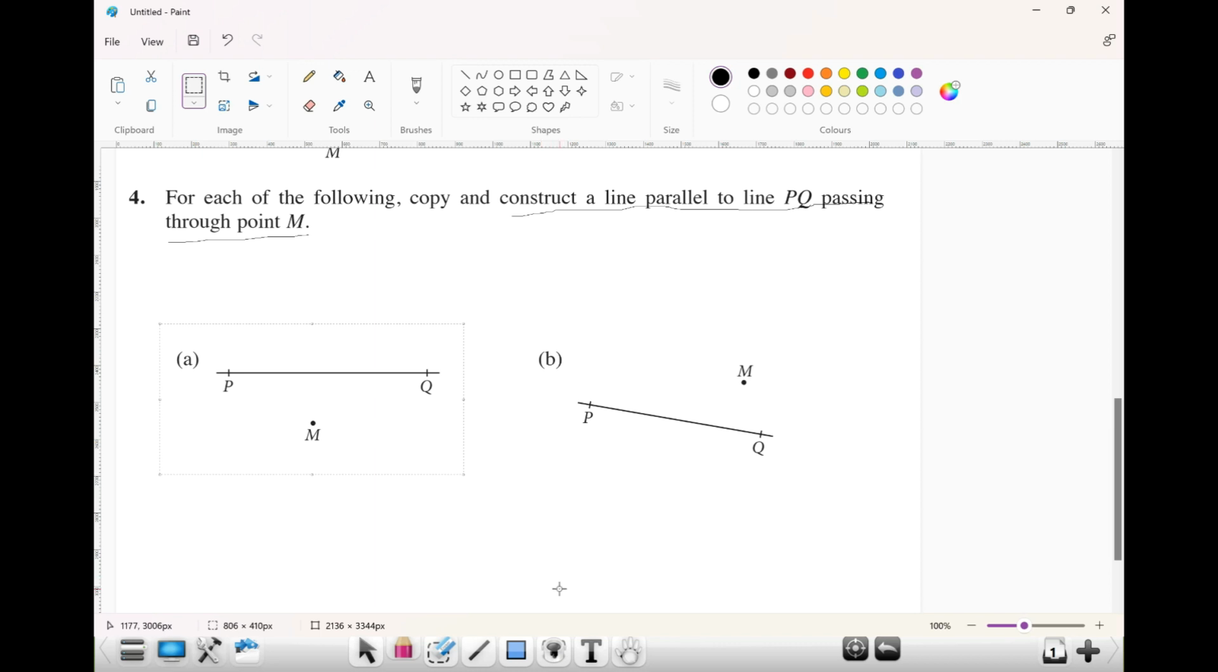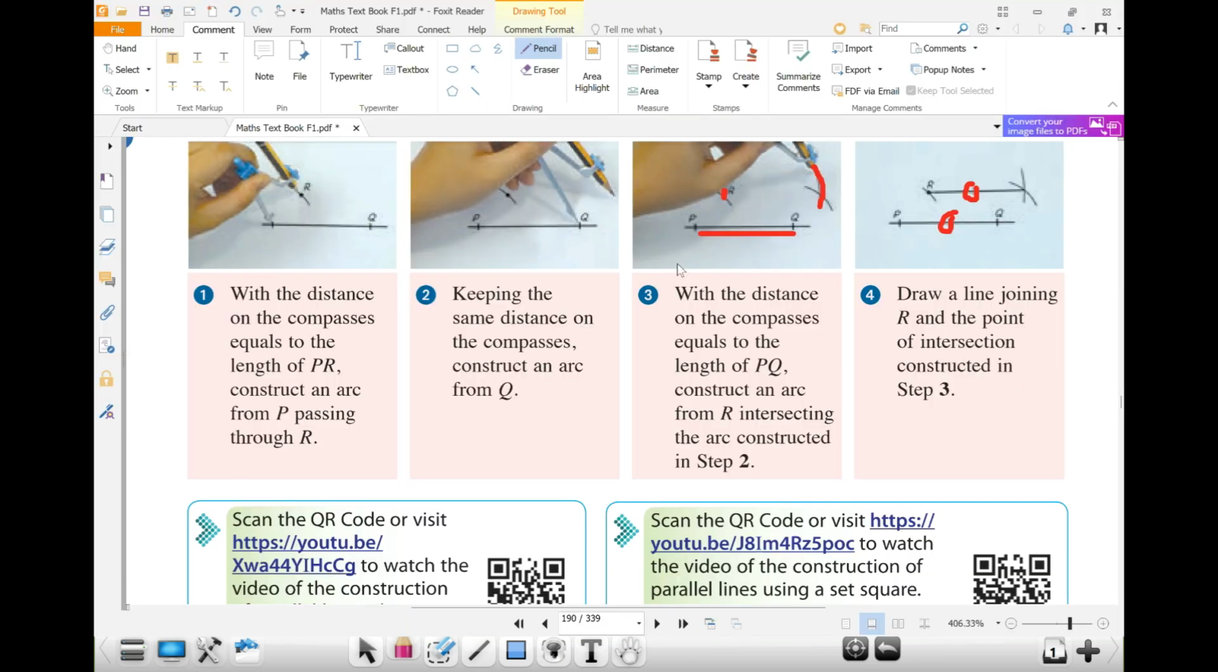Okay, I'm done. Okay, what about the rest? Are you ready? The rest? Yes. Yeah. Yes, let's carry on. Okay, I move it up first. I need space.